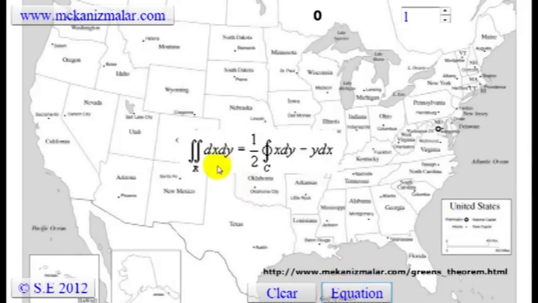From the formula, the double integral equals half of the closed path integral of x dy plus y dx. It means the area is equal to the small rectangle surface. When you know the working area, you can calculate it.